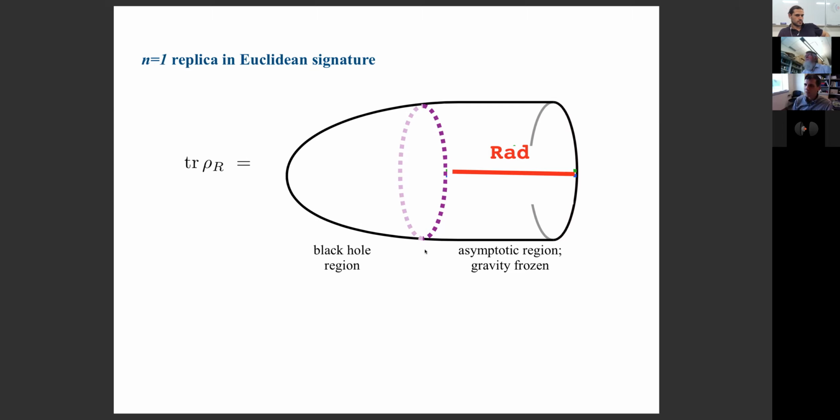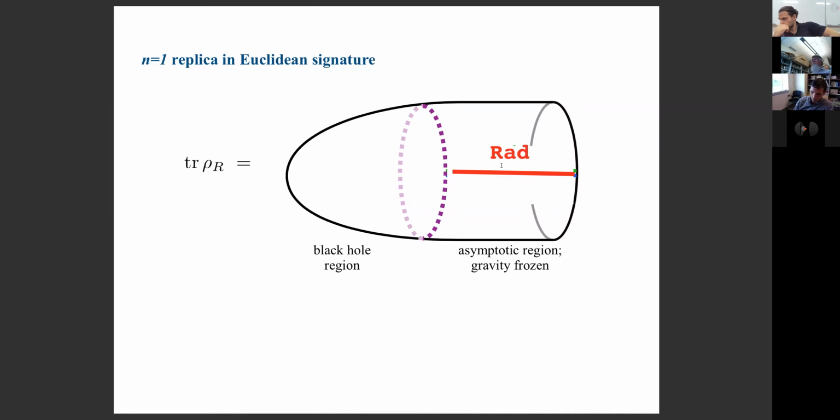Now, the n equals one replica, this is a familiar problem. This is just one copy of the black hole. And we know how to do Euclidean calculations with one copy of a black hole. This is the usual Gibbons-Hawking cigar geometry, that is the Euclidean black hole solution. So the calculation of the trace of one copy of rho is just the usual calculation of the free energy of the black hole from the Euclidean action. And of course, there are quantum corrections to that. So there's a radiation region, the red region out here. But the choice of region in this calculation will just drop out. The answer is independent of the region and is just the calculation on the black hole itself.